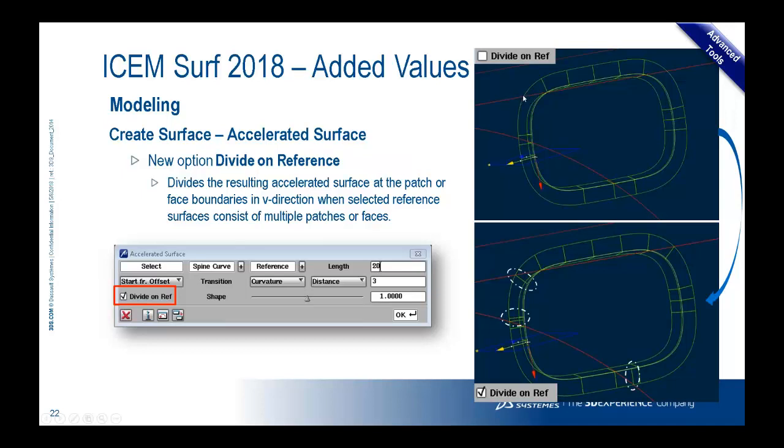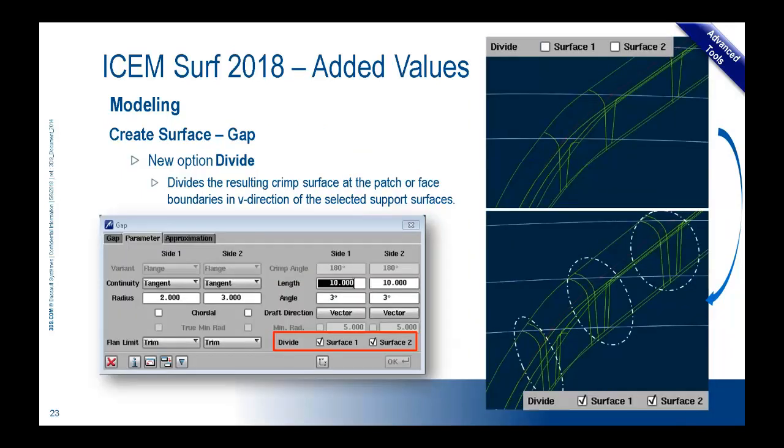I'm going to give you a live demo in a moment just to make it clear for you what's going on. But what ICEM Surf will do now is, if you switch on this divide on ref option, it will deliberately split the geometry it creates at the breaks in the base surface, in the reference surface. Okay, the same for the gap command. It's similar functionality. It's been added down here, divide on surface one and surface two. So let's take a look at ICEM.